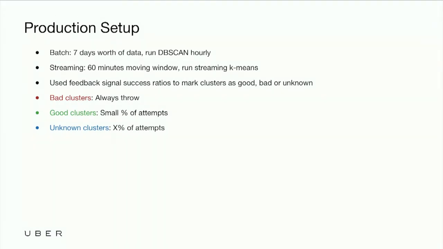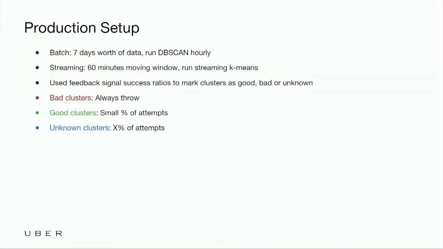So, the production setup, just the numbers that I've said earlier. 7 days worth of data, runs DBSCAN hourly. Streaming data set, 60 minutes, moving window. We do streaming k-means. We use the feedback signal success ratios and mark the clusters as good or bad. What that means is if the majority of the points in a cluster are considered to be good, beyond a certain threshold, we mark the entire cluster as good. And the same for bad or unknown.